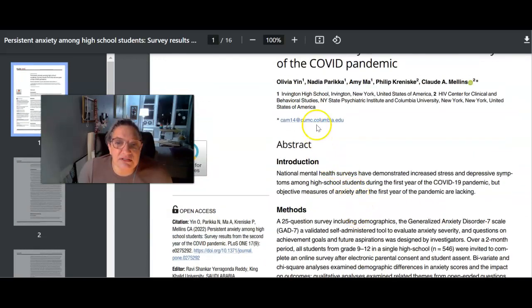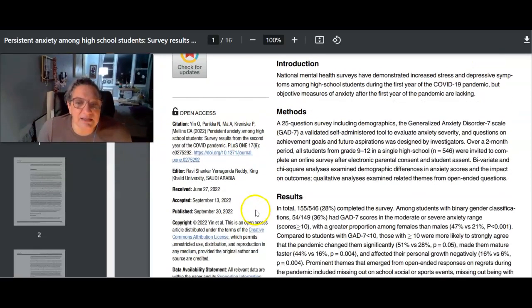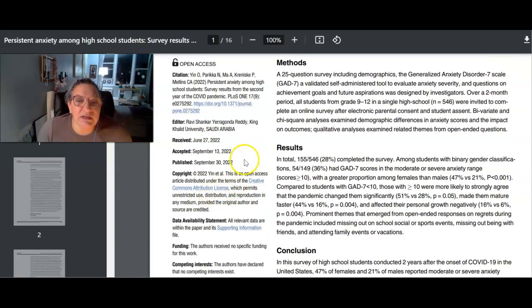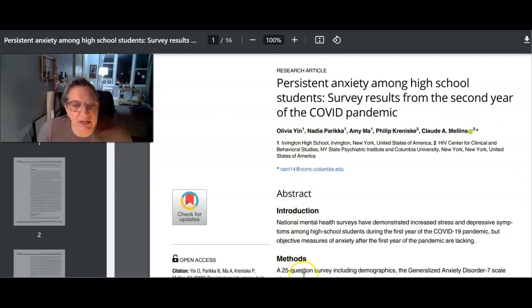So this is a summary at the top of the article. To the left, you can see that it's open access. It has the information of where it appeared, when it was accepted, and when it was published. So this information in the front, called the abstract, you never want to quote from the abstract.